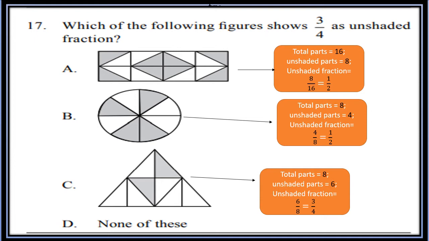Now see part 1. Their total number of parts are 16 and unshaded parts are 8. So unshaded fraction will be 8 by 16, which is equivalent to 1 by 2. Now option B, total parts are 8, unshaded parts are 4. Now unshaded fraction will be 4 by 8, which is again 1 by 2. Now option C, total parts are 8, unshaded parts are 6. Unshaded fraction will be 6 by 8, which is equal to 3 by 4. So this is the correct option.